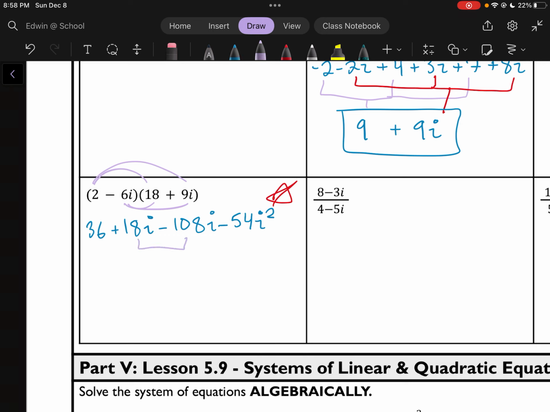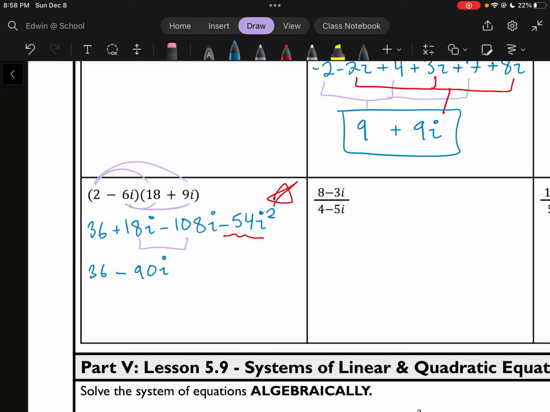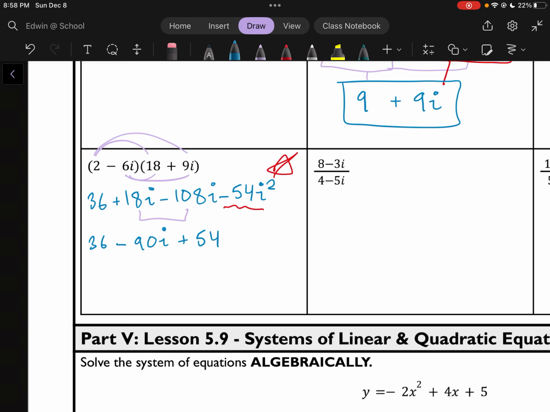So the steps are the same. We combine what we can. This combines, meaning we got 36 minus 90i. And then this term right here, since it's got an i squared, we have to flip the sign of whatever it is. So since it was negative 54, now we got a positive 54. And we just remove the i squared. From here, we just combine the last 2 like terms, which is just going to be 90 minus 90i. There's our answer.